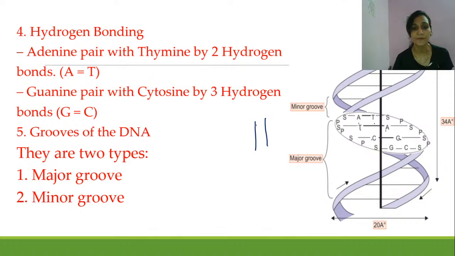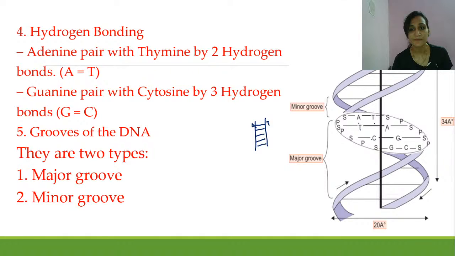And this is the polynucleotide backbone. As you can see, it is right-handed helical. So when a right-handed helix is formed in DNA, two types of grooves are formed. The first one is the minor groove and the second one, the deeper one, is the major groove. As the name suggests, minor groove and major groove.